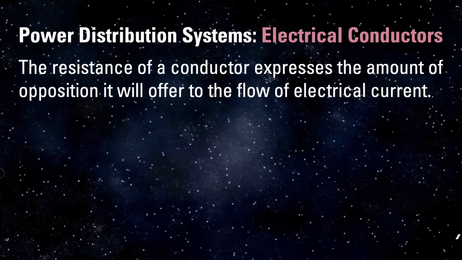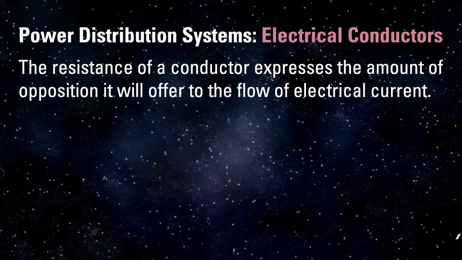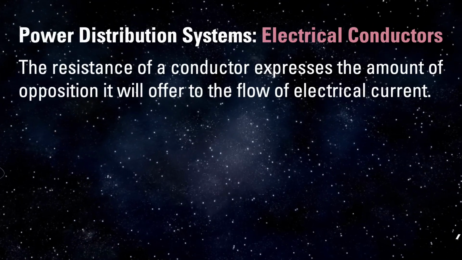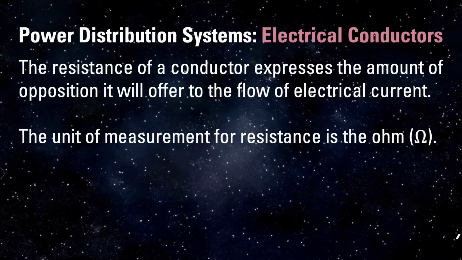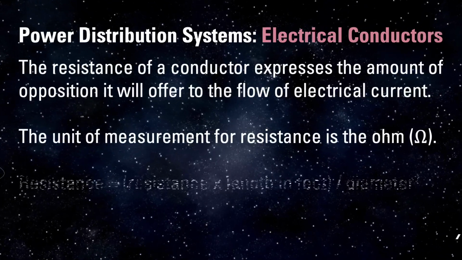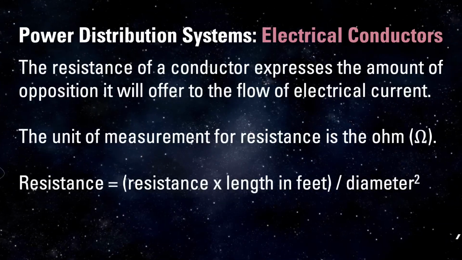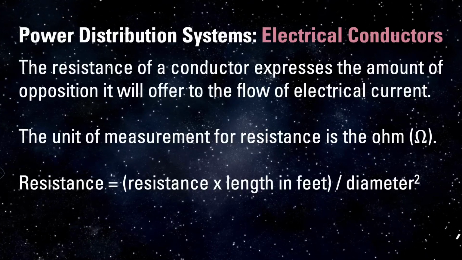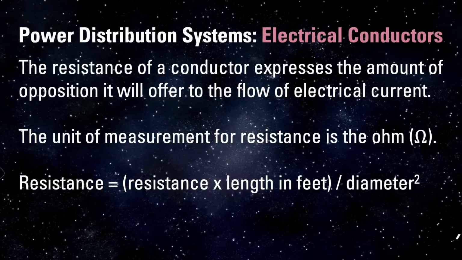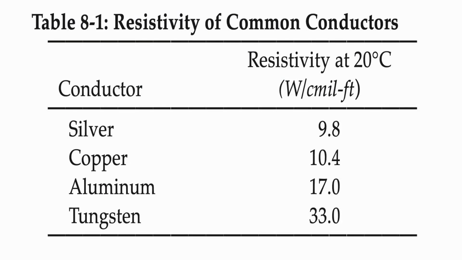The resistance of a conductor expresses the amount of opposition it will offer to the flow of electrical current. The unit of measurement for resistance is the ohm. Resistance is equal to resistivity times length in feet divided by the square of the diameter. This table summarizes the resistivity of some common conductors, which include silver, copper, aluminum, and tungsten.